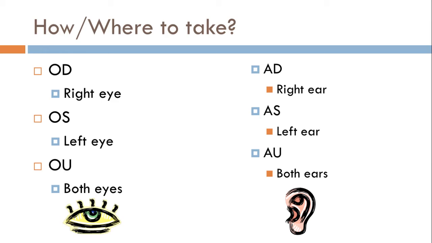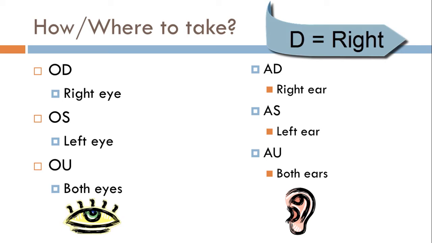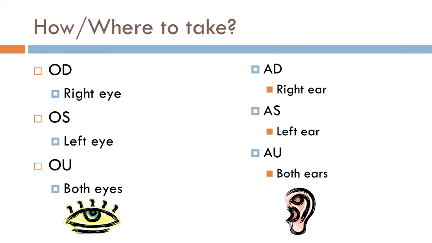Now, I've separated these out because these are very similar on this slide. How and where to take. We're looking at the right eye and right ear, so all eyes and ears on this slide. We'll start with O, OD. Anytime you hear D in a situation like this, you want to think of the right side. So O, ophthalmic, meaning eye, and D, meaning right. So right eye. The next one is OS.